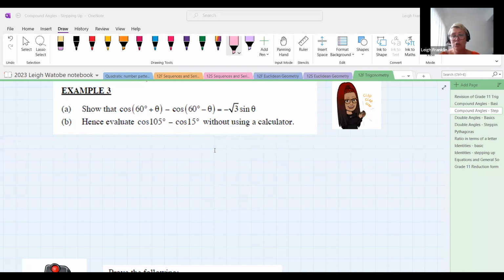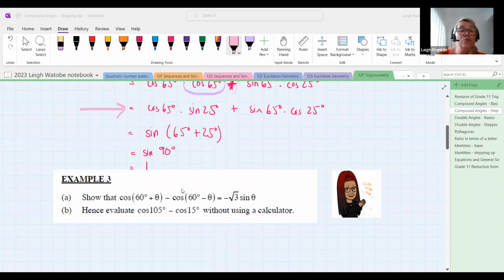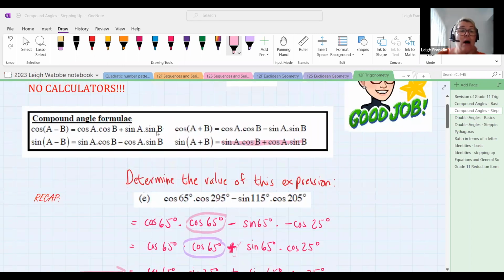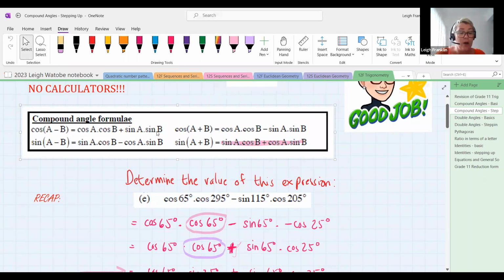That's the first thing. Where it says show that this equals this, you need to pick a side. Are you going to work with the left-hand side or the right-hand side? Hopefully by now we all realize we're going to work with the left-hand side, and there we have some compound angles. So the first thing we want to do is use our compound angle formulae and try to expand it.